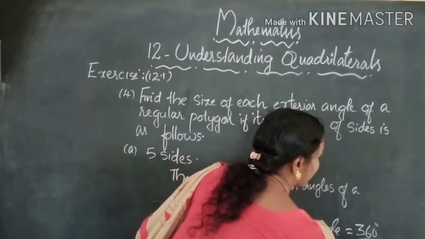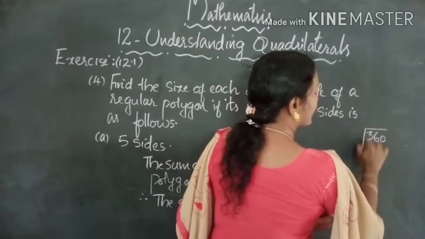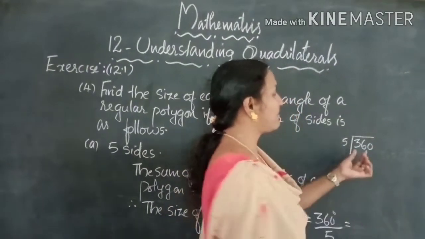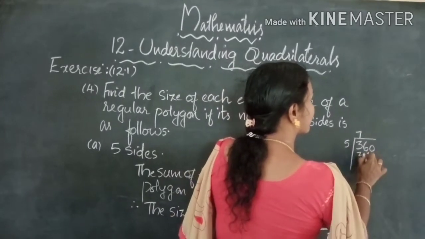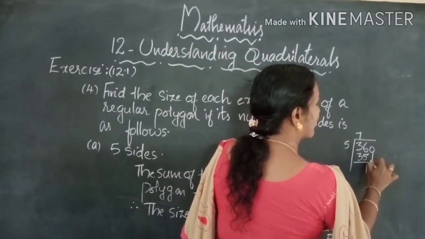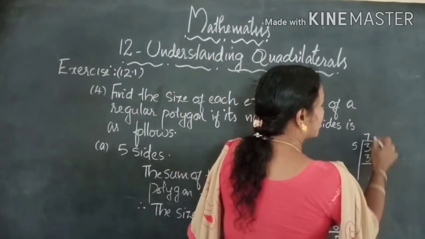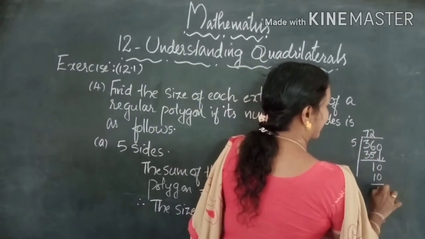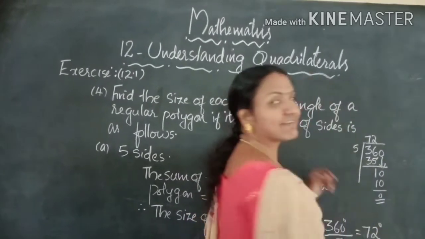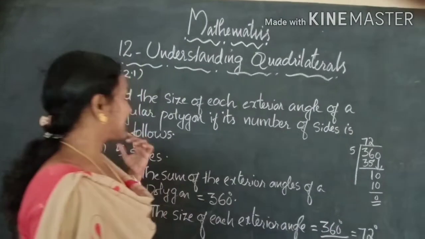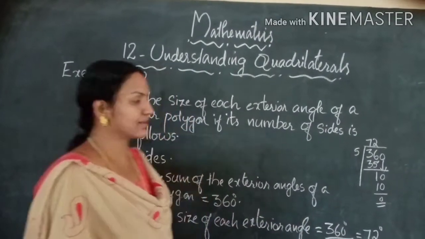So 360 divided by 5. How many 5s are there in 36? 7 5s are 35. Then balance 1. The next number is 0. 2 5s are 10. So the answer is 72 degree. The size of each exterior angle is 72 degree.